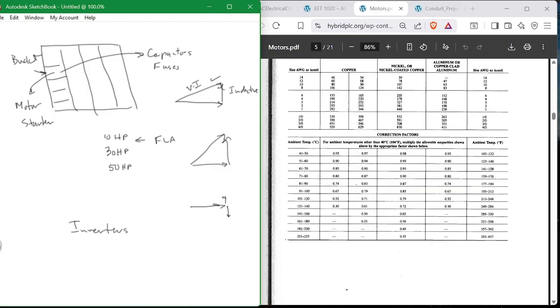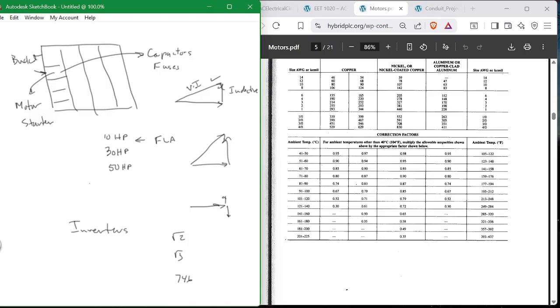3 numbers you need to remember in electrical work. Square root of 2, square root of 3, and 746. Those are the 3 numbers, and that's all you need to remember. Everything else you can usually look up in a book or something else. Why square root of 2? That's the difference between RMS and peak value. Okay? What's the square root of 3? That's the difference between single phase and three-phase. What's 746?